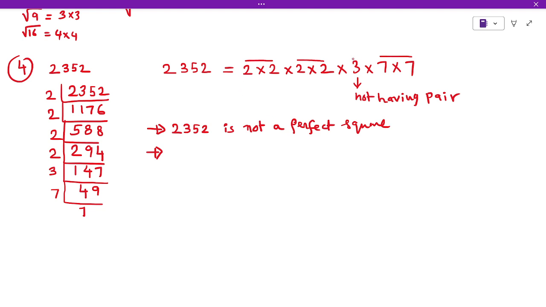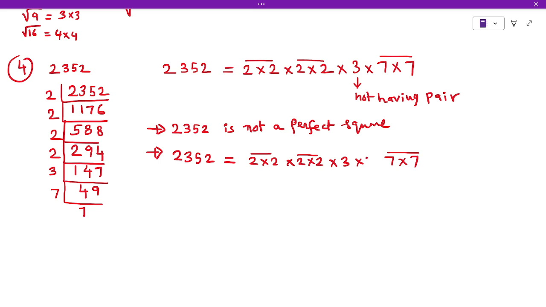Obviously, if it is not a perfect square, then the number should be multiplied by the number that does not have a pair. So here, which number is not having a pair? Therefore 3. Let me write it down here to make you understand. So 2 into 2, 2 into 2, and here 3, and 7 into 7. Now here we have a pair, a pair, a pair. The number left out without a pair is 3.